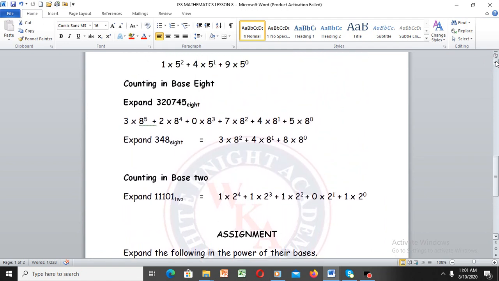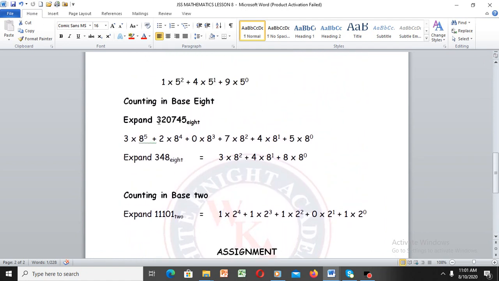Counting in base 8. 320,745 in base 8. So we can expand it this way. 3 times 8 raised to power 5 plus 2 times 8 raised to power 4 plus 0 times 8 raised to power 3 plus 7 times 8 raised to power 2 plus 4 times 8 raised to power 1 plus 5 times 8 raised to power 0.